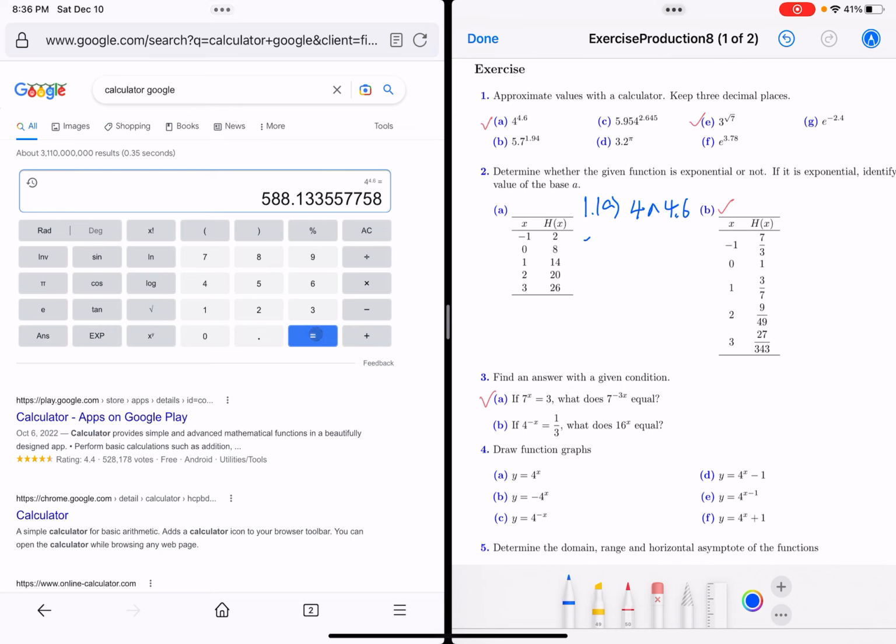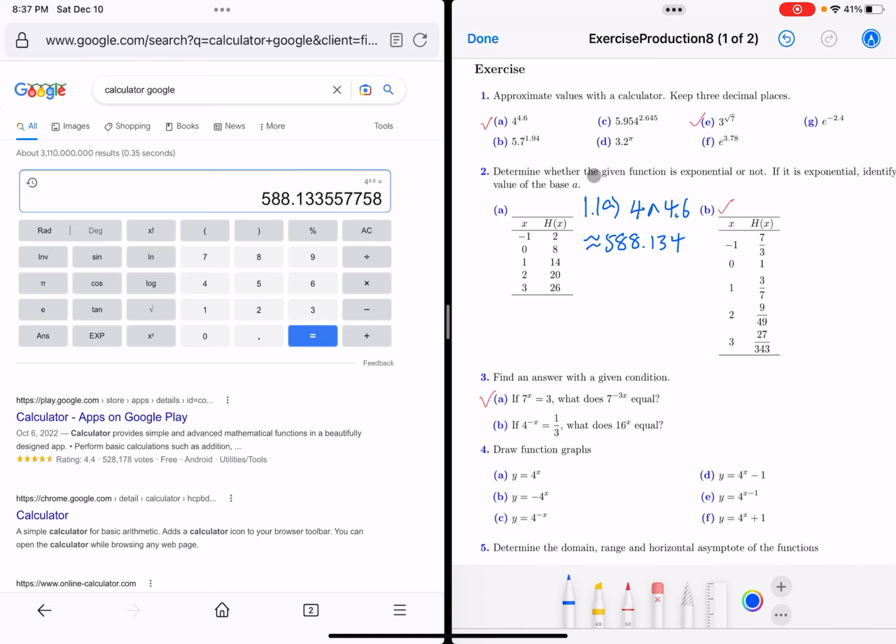And that's approximately 588.134, because here the fourth digit after the decimal point is greater than or equal to 5, so you round it up. If it's less than 5, you will drop it. Okay, so that's the first answer.